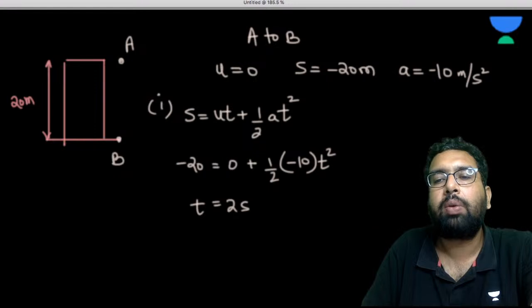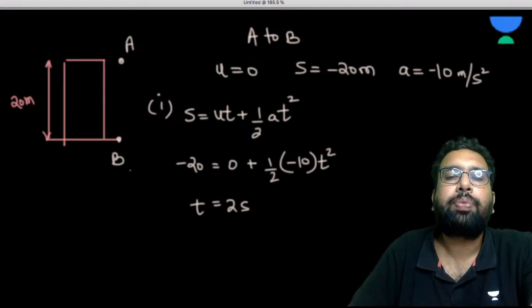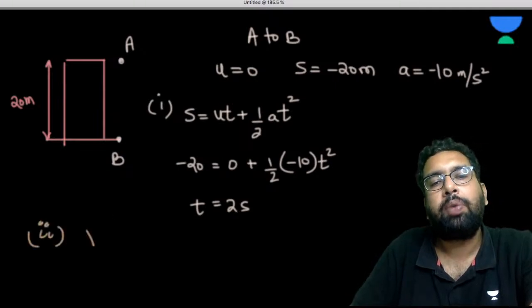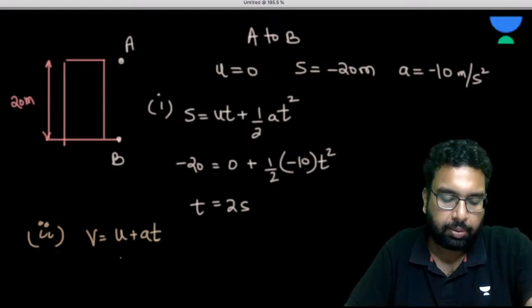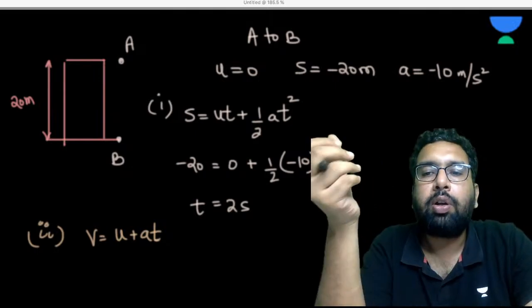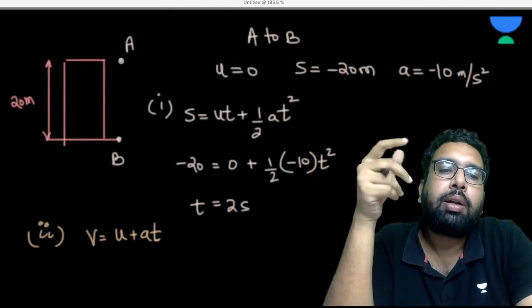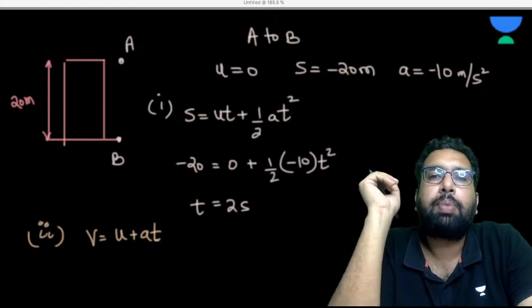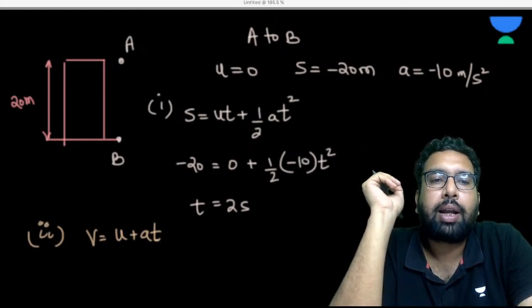How can we calculate it? For that we want the final speed. We can use v is equal to u plus at. Now, don't get confused in this. Many students think that when it hits the ground, the velocity at that point must be 0. It is absolutely not like that.